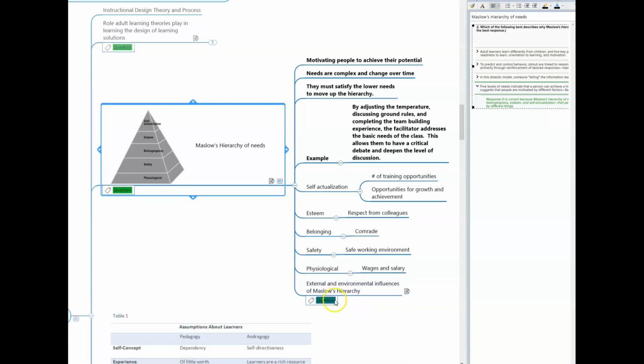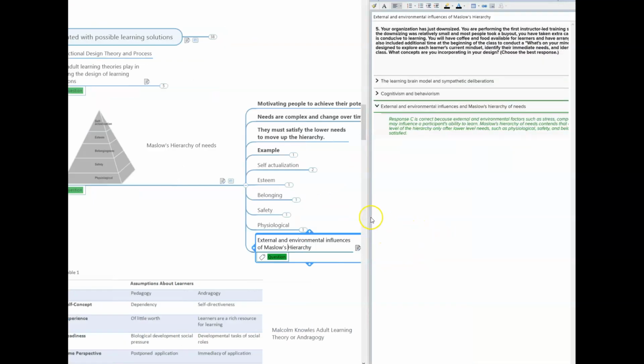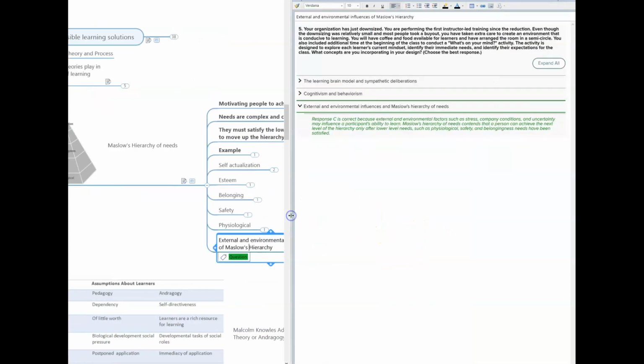External and environmental influences of Maslow's hierarchy. Question. Your organization has just downsized. You are performing the first instructor-led training since the reduction.